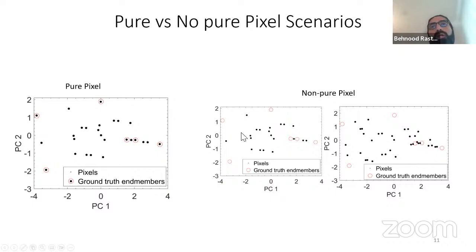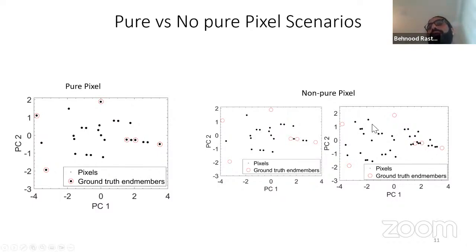But in real world scenarios, often you cannot find a pure pixel for some of the materials. Therefore, as you see here, for instance, the place for the endmembers is empty, and you need to develop some technique to estimate these endmembers. So these are two different scenarios that you have.